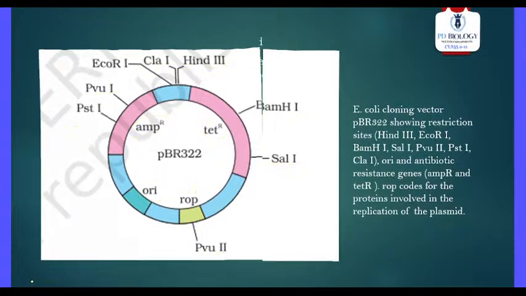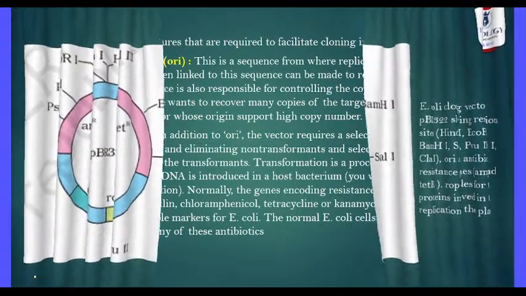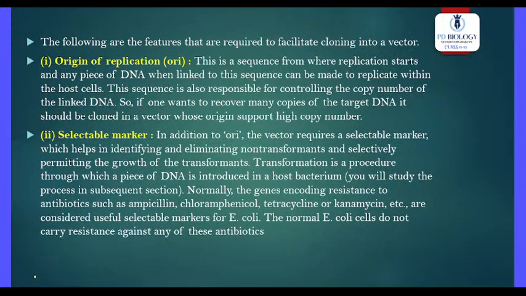So moving to the next part. The following are the features that are required to facilitate the cloning into a vector. ORI, origin of replication, we know this one. This is a sequence from where the replication starts, and any piece of DNA when linked to the sequence can be made to replicate within the host cell. The sequence is also responsible for controlling the copy number of the linked DNA.